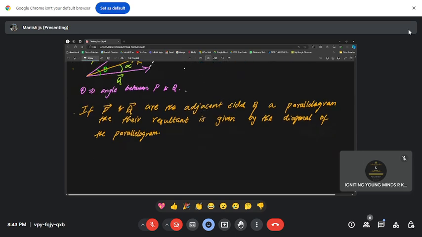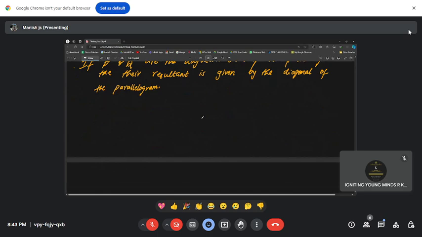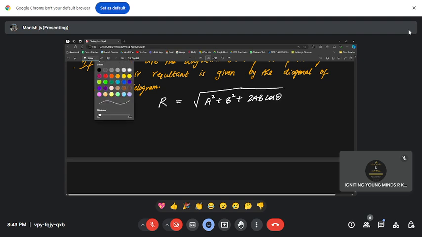Okay, so that's how you calculate the resultant. So resultant is given by this particular relation. R is equal to under root of a squared plus b squared plus 2ab cos theta. You can use this formula also if a and b are the adjacent sides of the parallelogram.